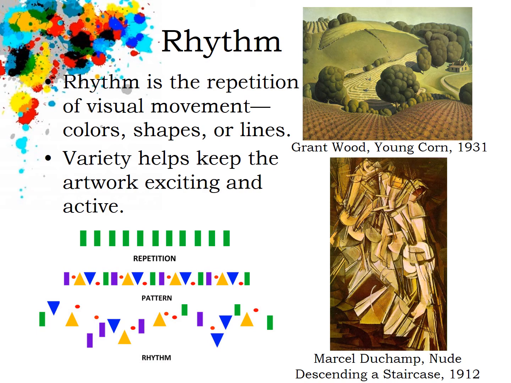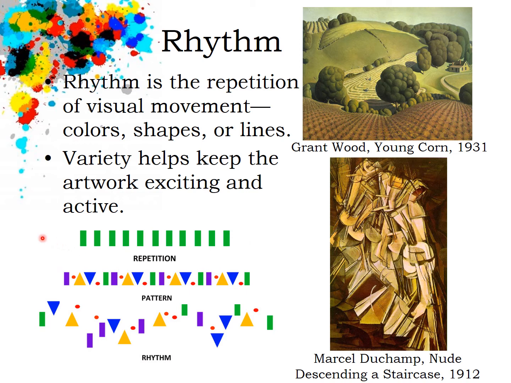Rhythm. Okay, so rhythm is the repetition of visual movement. It could be used with colors, shapes, or lines. The variety helps keep the artwork exciting and active. So we're going to talk about the difference between repetition, pattern, and rhythm here. So I have this wonderful, simple little graphic, and it's really nice because it helps break it down really easy. So repetition is different than rhythm.